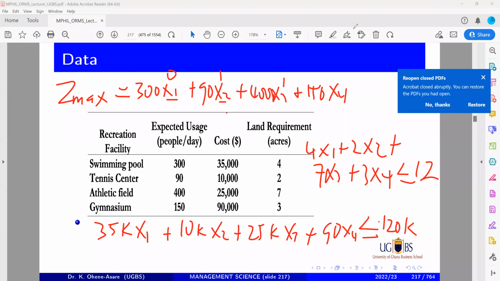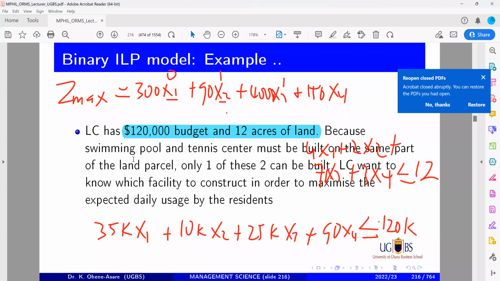Well, let's go to the storyline. In the storyline, you were given some constraints. It says, because swimming pool and tennis must be built on the same land, you can't build both of them, because the same land will have to be used for tennis and pool. So only one of these can be built. How will you write that constraint?